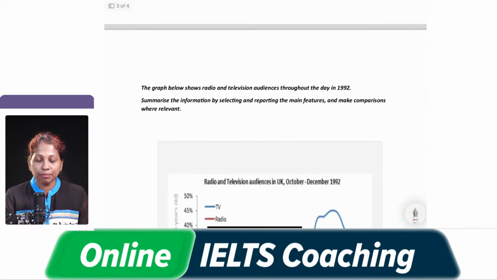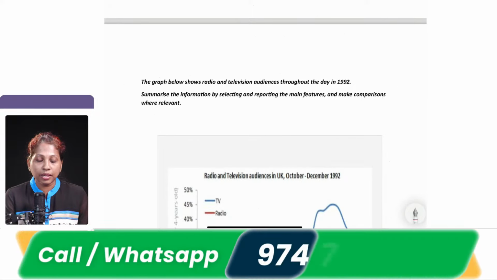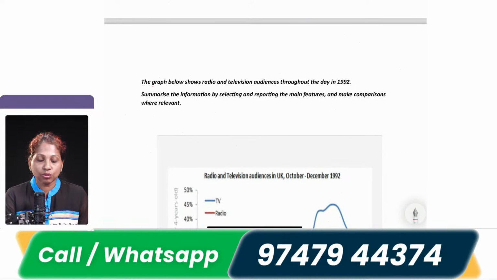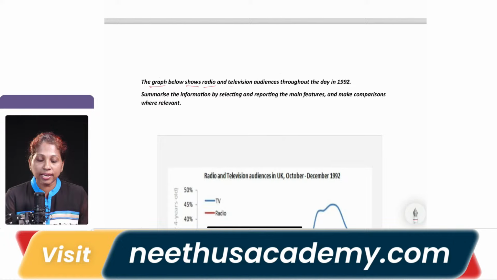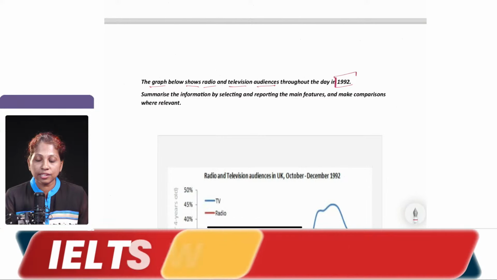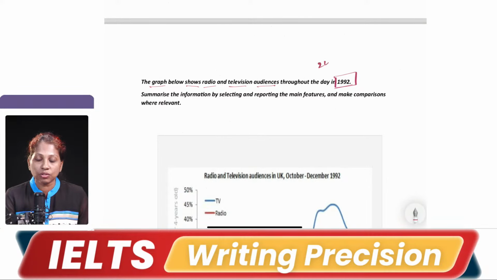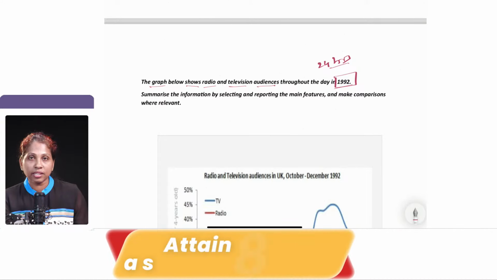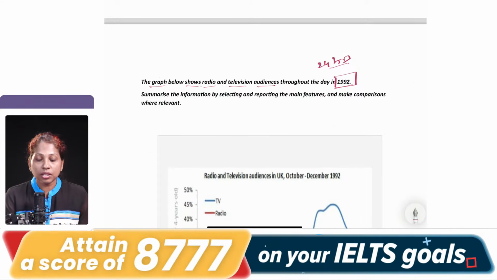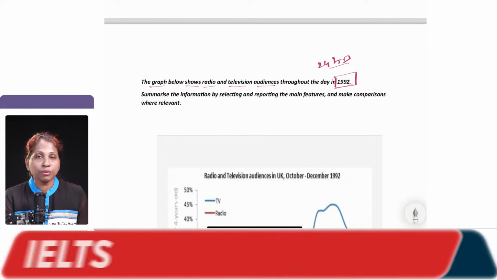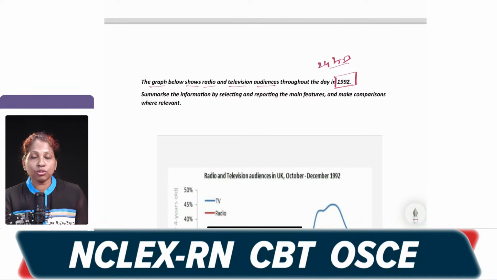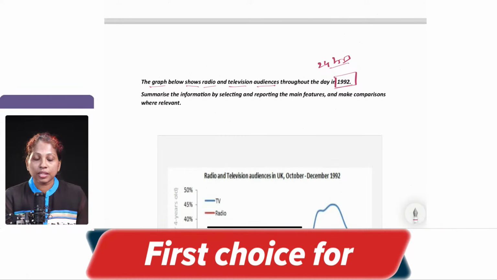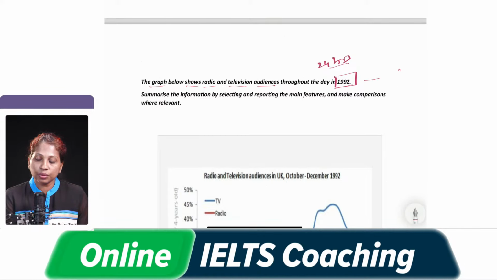Now I have taken an example question which is this one. Here it says the graph below shows what radio and television audiences do throughout the day in the year 1992. Throughout the day means 24 hours in a day. So the people who watch television and the people who listen to the radio, it shows the proportion of those people for the year 1992. This is the first part of the question.